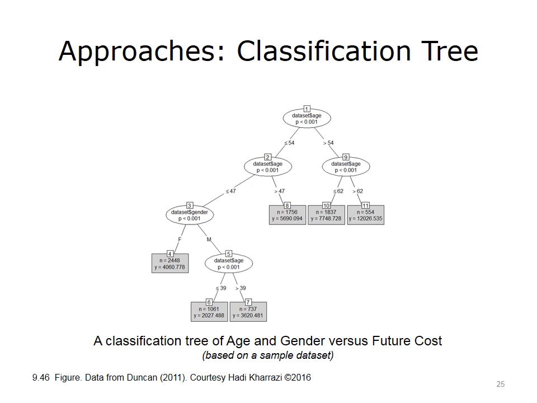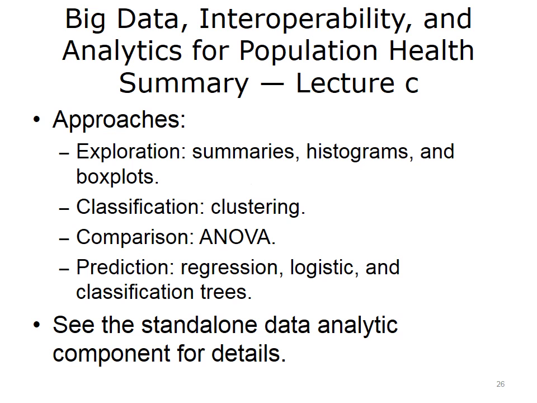case is future cost. This concludes Lecture C of Big Data, interoperability, and analytics for population health. This lecture discussed approaches to explore the data such as summaries, histograms, and box plots, methods to classify the data such as various clustering models, methods to compare data sets such as ANOVA, and finally, methods to predict population health outcomes such as regression, logistic, and classification trees. Note that not all items were discussed in detail. Please see the standalone data analytic component for additional details on methods used for healthcare analytics.